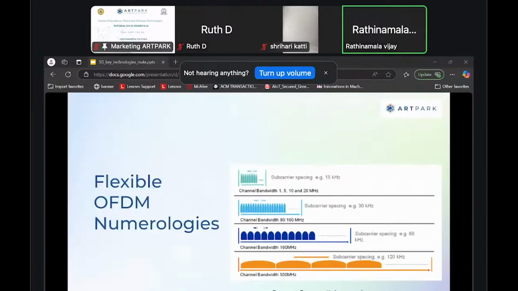You can see that in the first row, 15 kilohertz subcarrier spacing is used. In the second row, 30 kilohertz is used. So it is always a multiple of 15 kilohertz, and it goes on as multiples of 15 kilohertz.